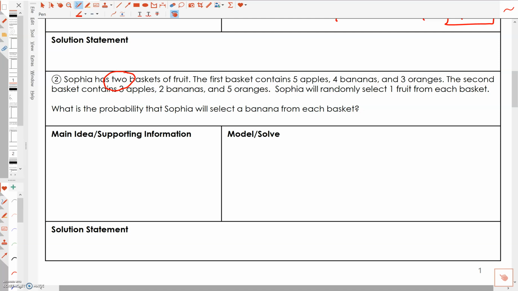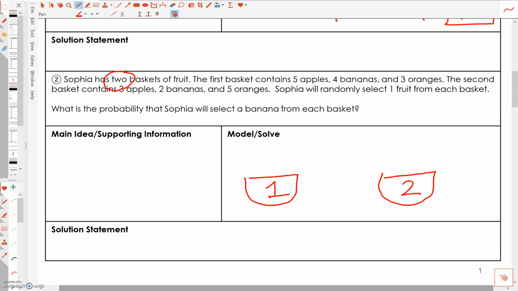So I'll go ahead and do it here: the first basket, and here is the second basket. All right, the first basket we know it has 5 apples, 4 bananas, and 3 oranges. The second basket contains 3 apples, 2 bananas, and 5 oranges. So again, this is basket 1, basket 2.